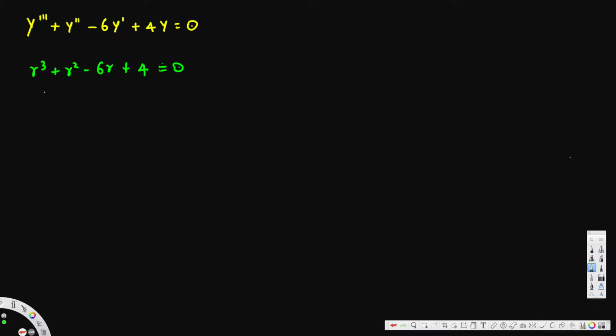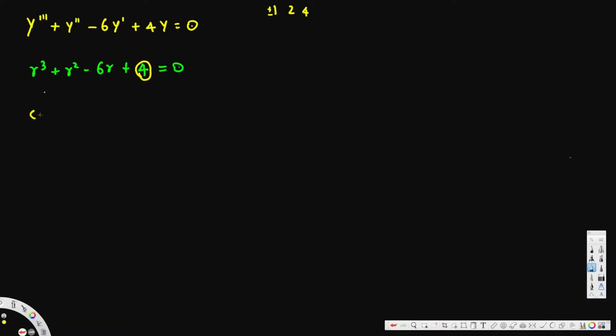So when you have this kind of situation, you have to look at the last number. What are the factors of 4? So we have to look at 1, 2, 4. These are the factors of 4. And we have to look at the plus and minus of each of them and check whether any of them works. So let's check minus 1 first.